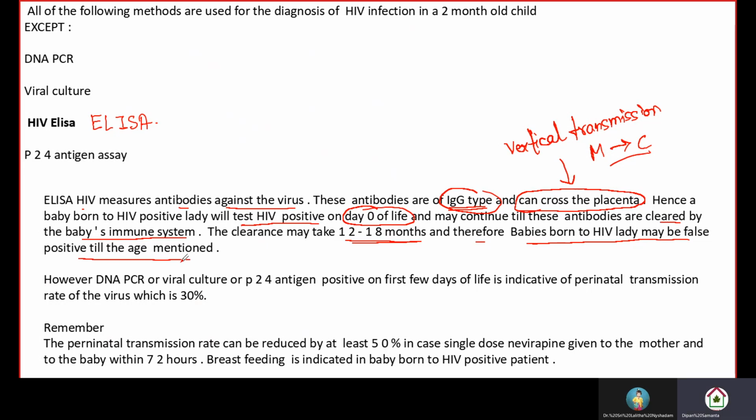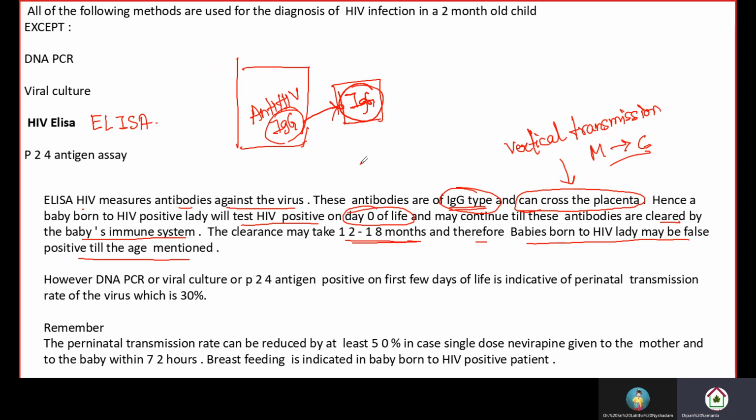So what is happening? The mother has anti-HIV antibodies, which are IgG type. When the child is born, this IgG will come, and as IgG comes, this baby will test positive for HIV. It shows HIV positive, but do remember that antigens are not present, only the antibodies are present.